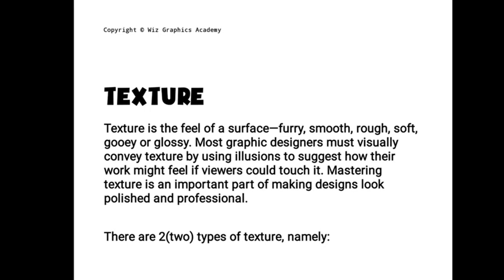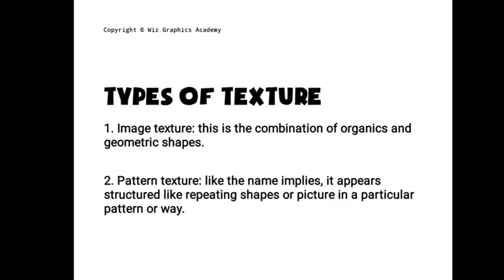All right, so we have two types of texture. The first texture that we are going to be talking about is the image texture. So what does it mean? This is the combination of organic and geometric shapes.